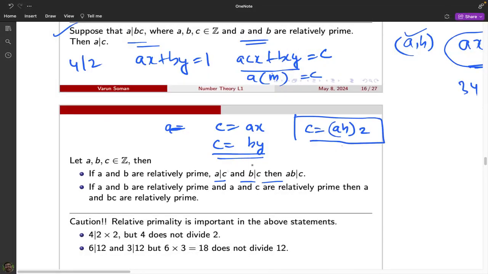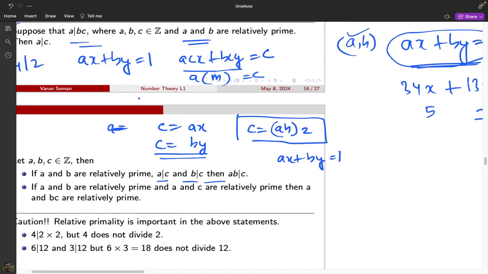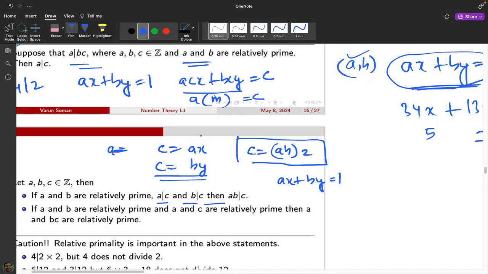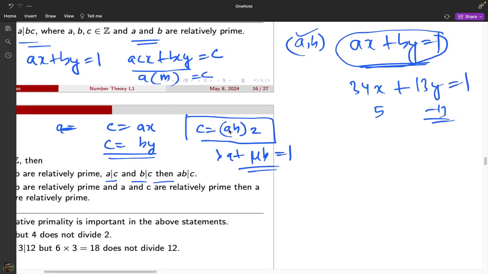Okay, so before that it is given to you that A and B are relatively prime. So A and B are relatively prime means AX plus BY is equal to 1. Okay, this is known to us. So I am not using this AX plus BY because already we have used a notation of X and Y here. So let us just erase that. Since A and B are relatively prime, I can write lambda A plus maybe some mu into B is equal to 1. So what I'll do is that I need to obtain this result.